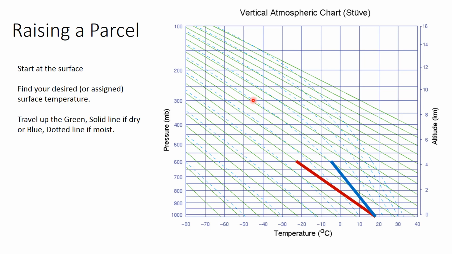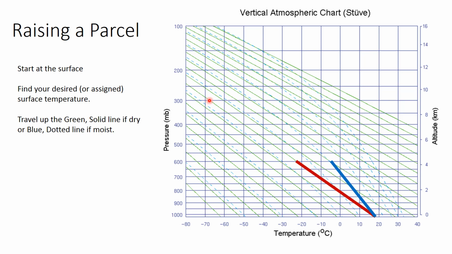And that's it. Done. The same is true for dry adiabats. It's just now, instead of following the dashed blue line, I'm going to follow the solid green line. But the same thing, if I wanted to find out what the temperature at 300 millibars was, again, start at the surface, and then travel up until I reach 300 millibars. And so dry adiabatically, I would get a temperature closer to negative 68, 69 degrees Celsius.